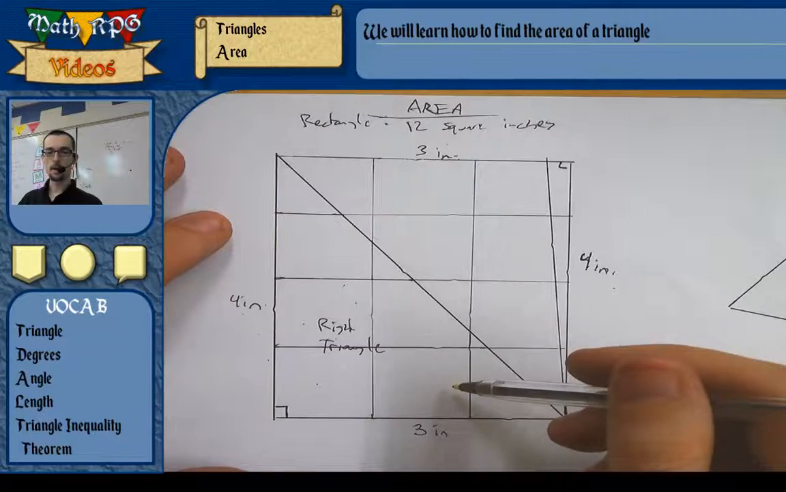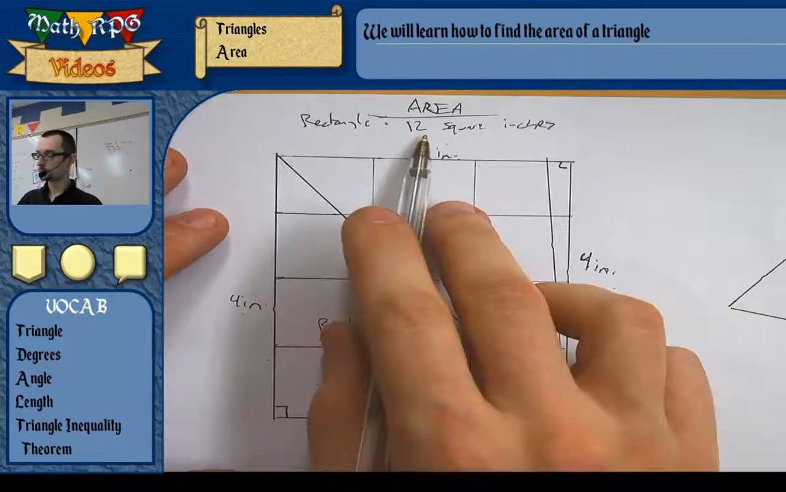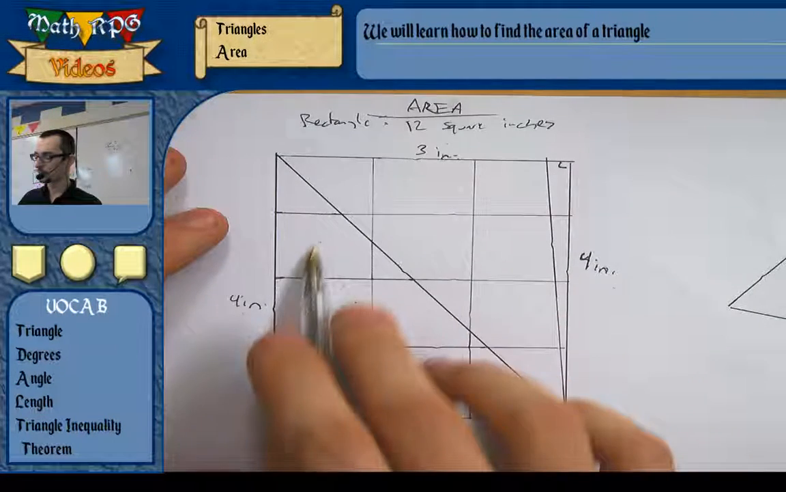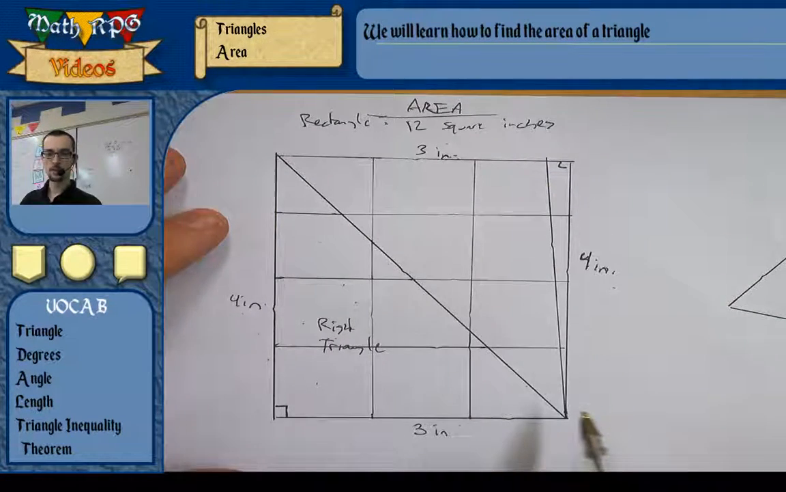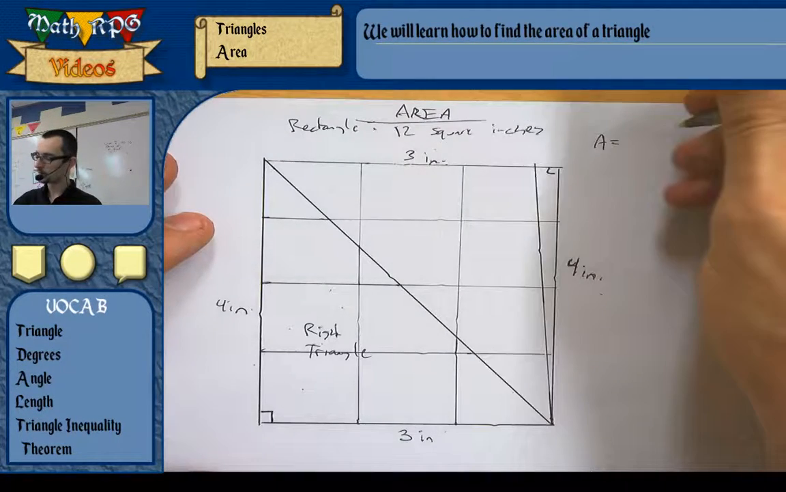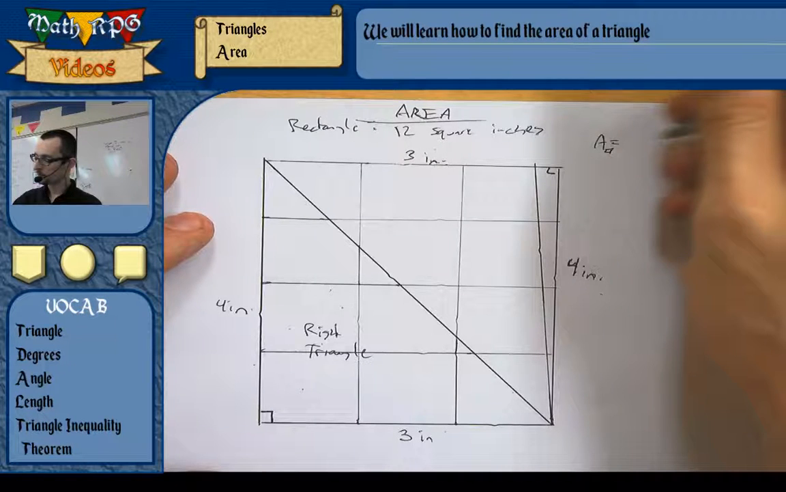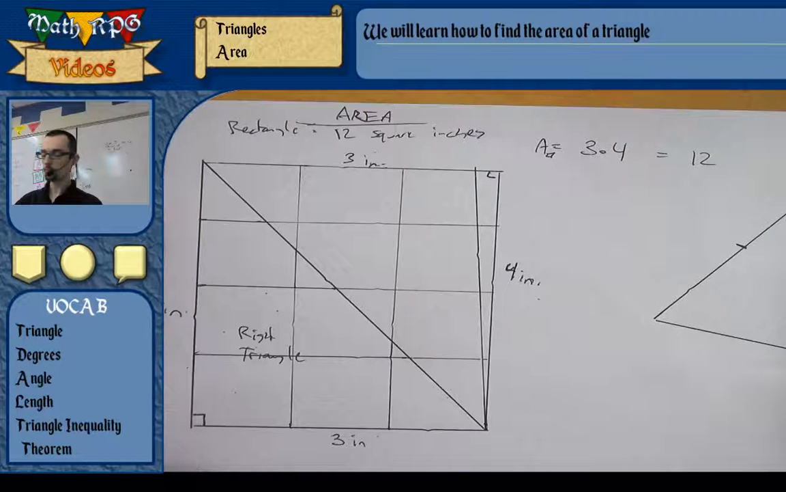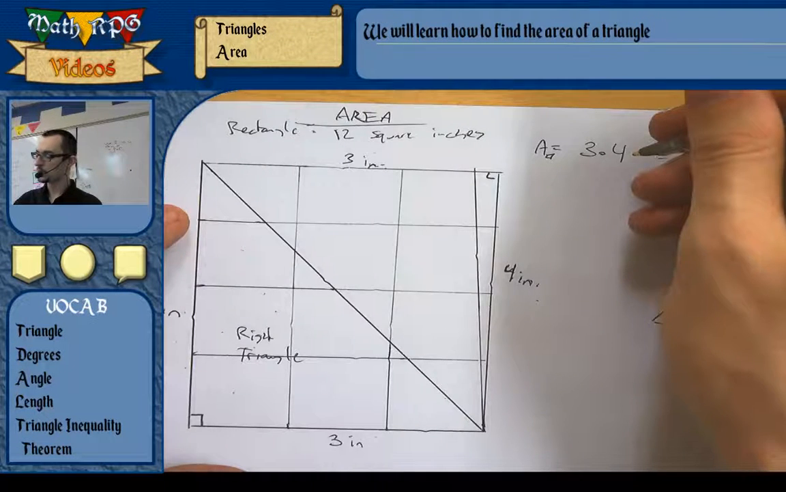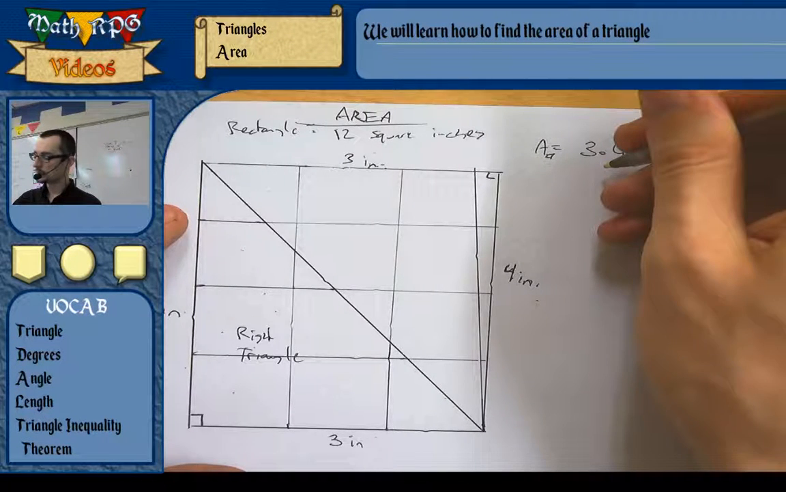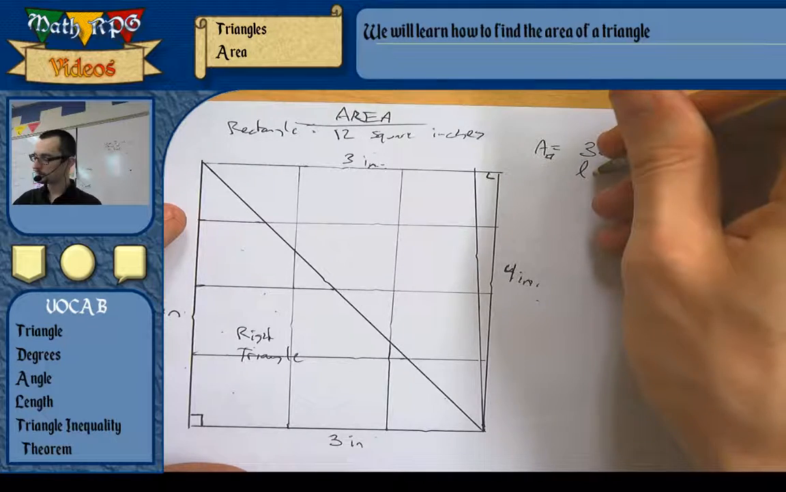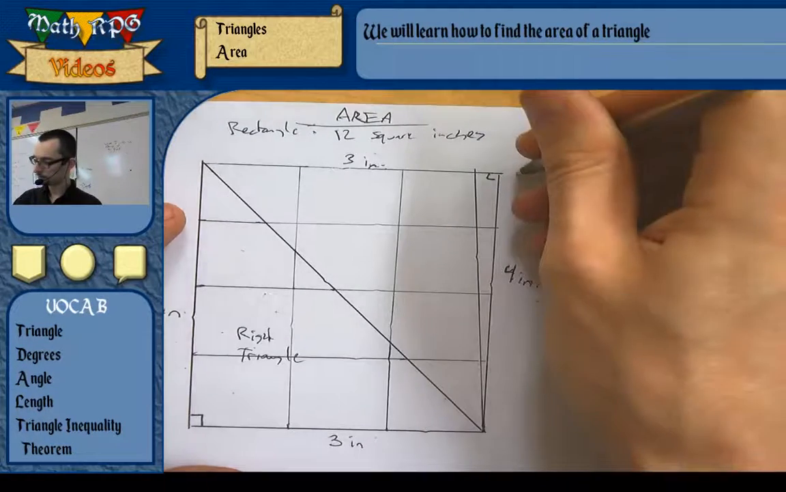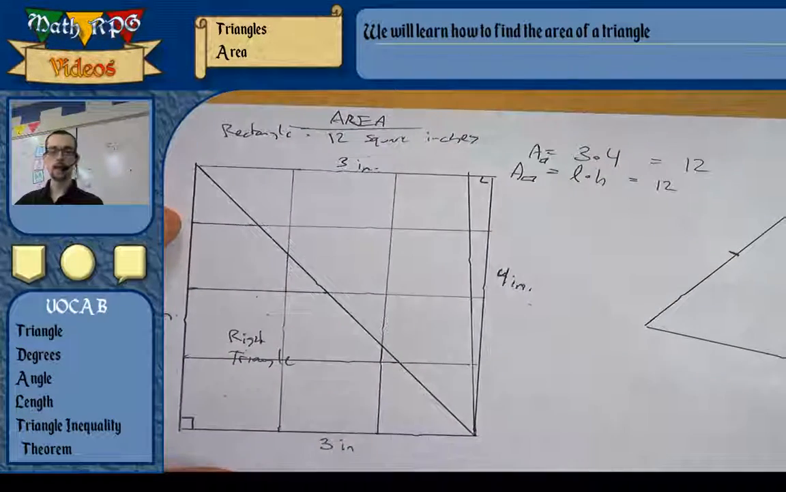So the area of the rectangle, you remember, was 12. I find that by multiplication. I can multiply 3 times 4 and get 12. So the area of my rectangle was 3 times 4, which was 12. You'll often see that called length times width, or length times height. I kind of like length times height, so I'll use that. Area of a rectangle is length times height.